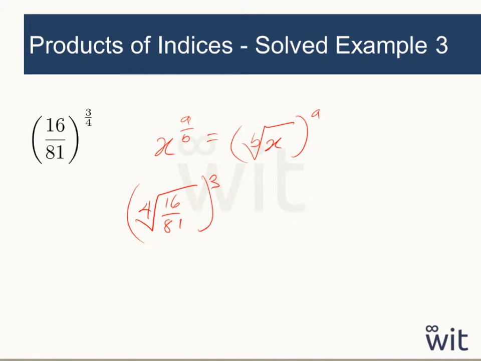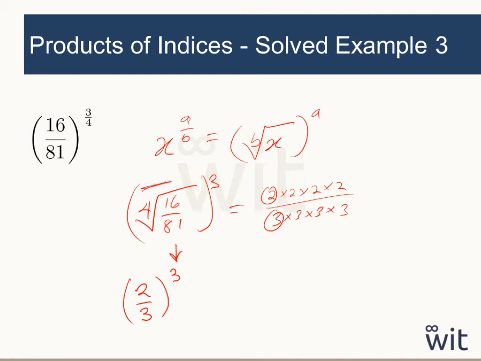raised to the power of 3. And 16 will be 2 times 2 times 2 times 2, and 3 times 3 times 3 times 3 will be 81. So we're going to just go ahead and pick the first one. So that will be 2 over 3, all raised to the power of 3. The idea is to solve this first and then take it to the power of 3.